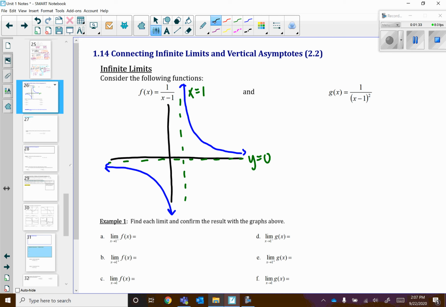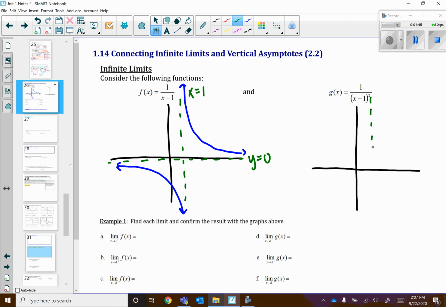Then let's look at the second. Move this over just a little. There we go. Our second function is going to be very, very similar. It has that vertical asymptote at 1, and it has a horizontal asymptote at 0. But this one is slightly different, and maybe some of you remember this and maybe some of you don't, but this is a really important thing.